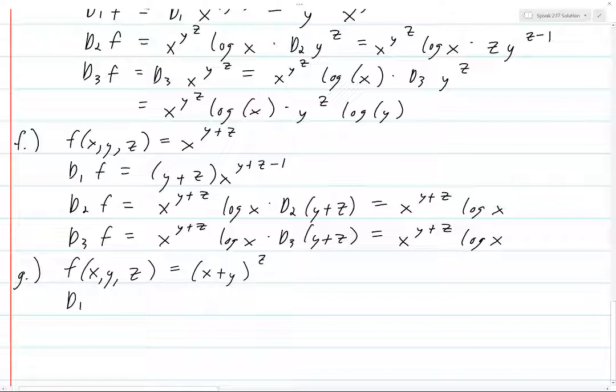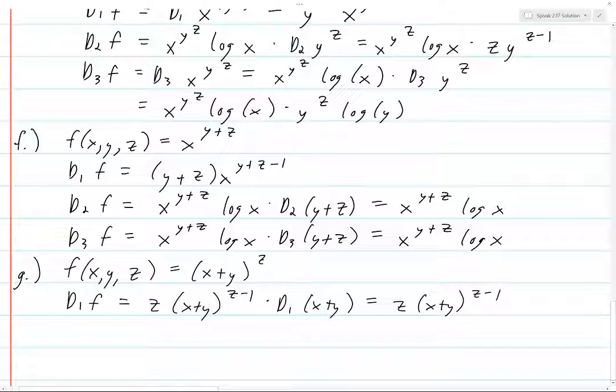But here we've got x plus y being raised to the power of z. So d1f is, let's see here, taking the derivative with respect to x, so the z comes down, x plus y to the z minus 1. Then we have to multiply by d1 of x plus y. And of course that's again going to be 1. So z times x plus y to the power of z minus 1 is our final answer.